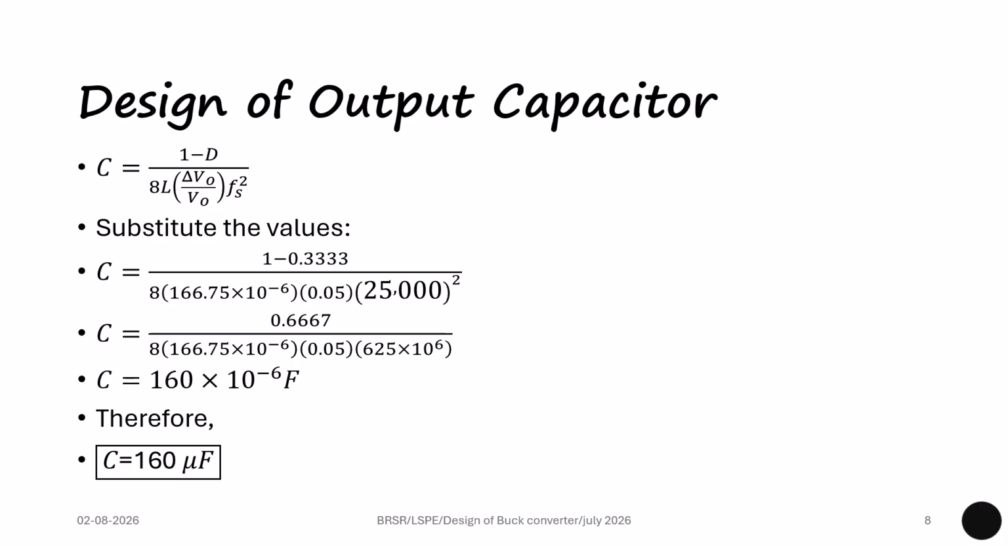Let us now get the value of the output capacitor C from the formula (1 minus D) divided by 8L into (del V0 by V0) into Fs square, where this del V0 by V0 refers to the ripple in the output voltage, which is given in the problem as 5%. The value of D we already have calculated as duty ratio. L value also we have calculated, and the switching frequency is also given as 25 kilohertz. So on substituting all these values, we get a value of capacitance as 160 microfarad.